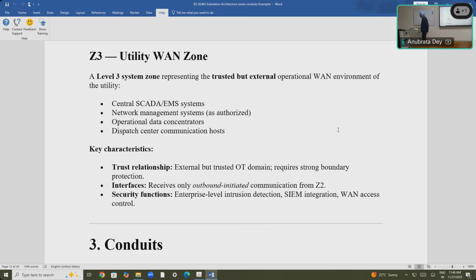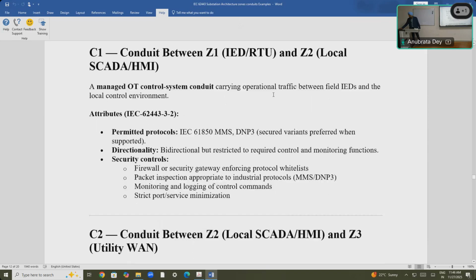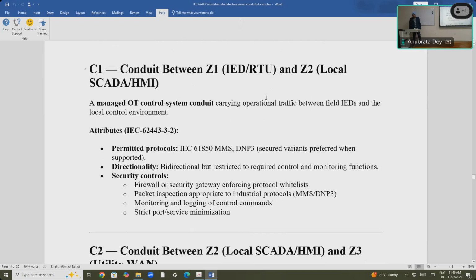Okay, so now let's talk about the conduits between these. This conduit is obviously between Zone 1 and 2, Conduit 1. It will allow these types of protocols only, DNP3 or IEC 61850. The directionality is bidirectional, but it's restricted to required control and monitoring functions. You can actually set it up like that.